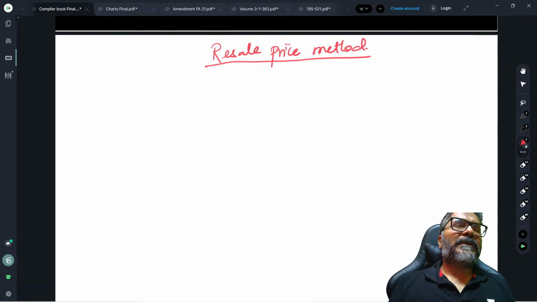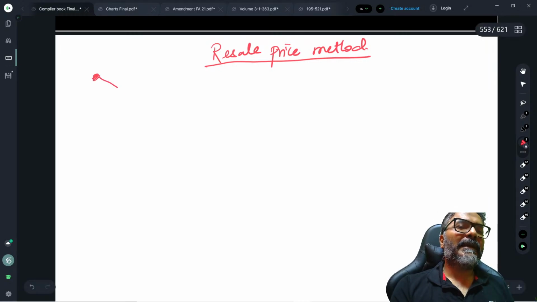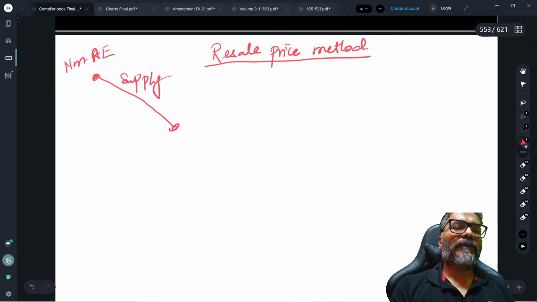Now, very quickly, students, please understand what happens in the case of a resale price method. Supposing the Indian A is purchasing goods from the non-resident A. So there is a non-resident A which is supplying the goods to the Indian A.